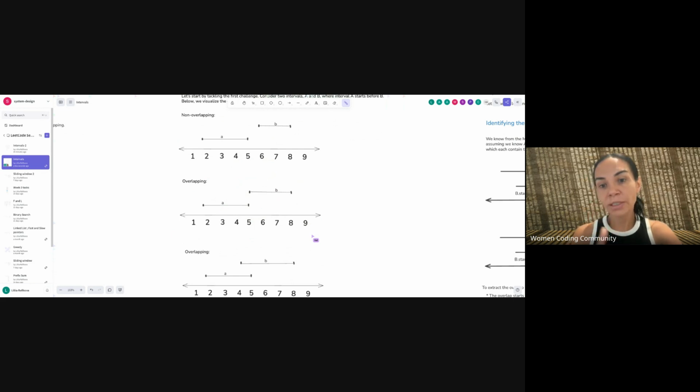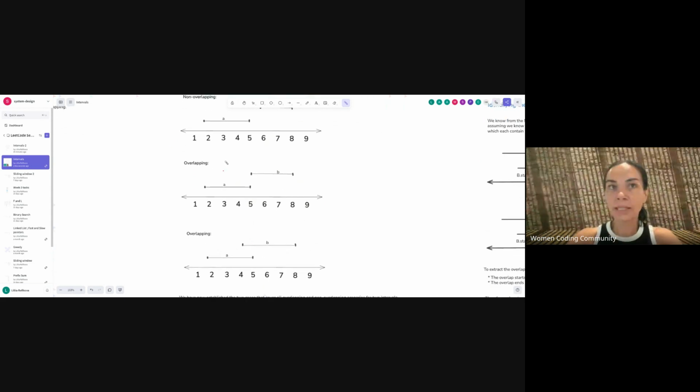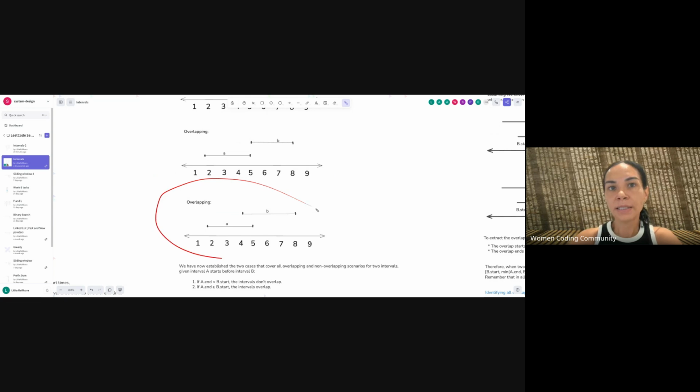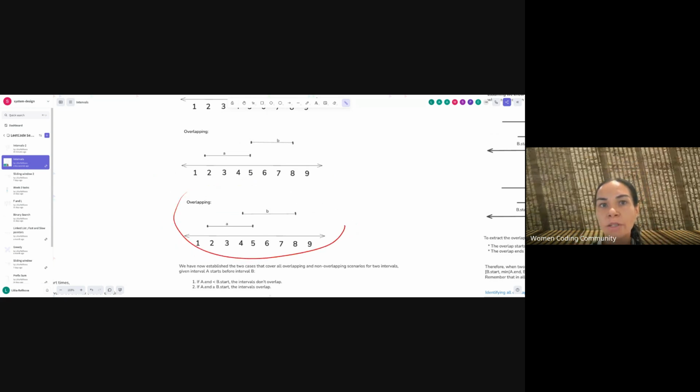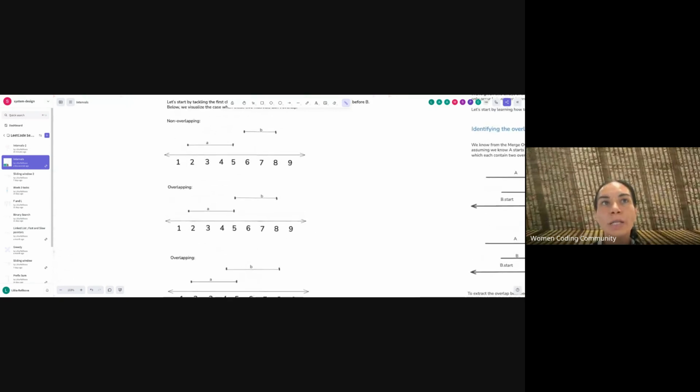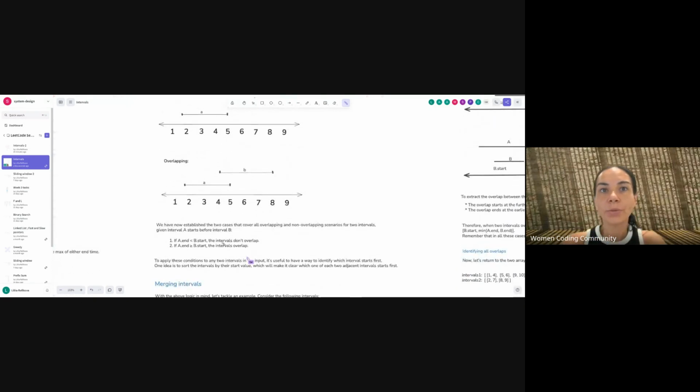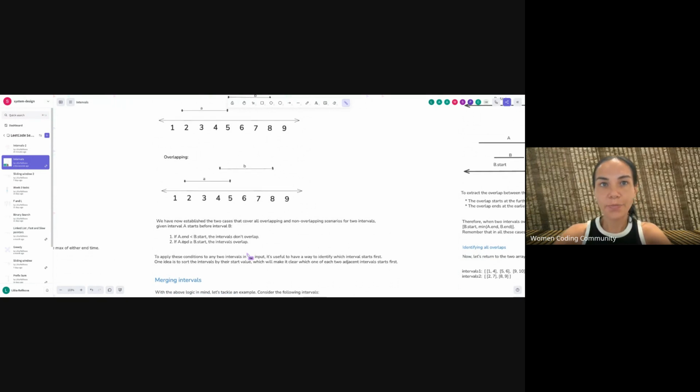Sometimes during an interview, you can ask whether we should count them as overlapping intervals. Usually it is so, but it's something you should ask before. So in this task, those kinds of intervals are overlapping. As another example, here is what overlapping intervals look like. Based on these 3 examples, we can establish cases.